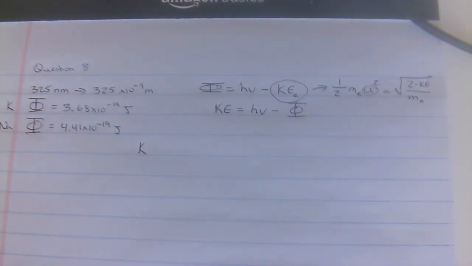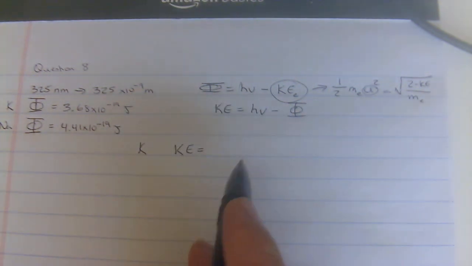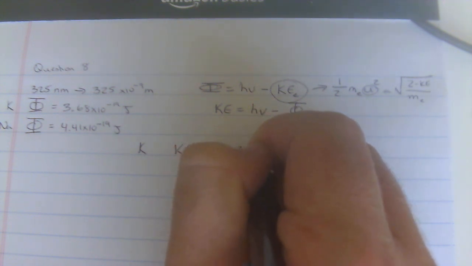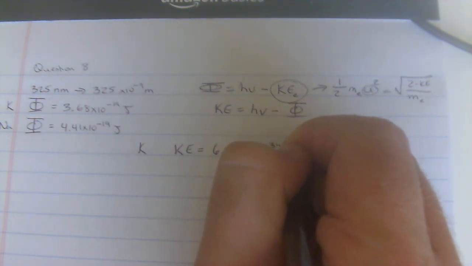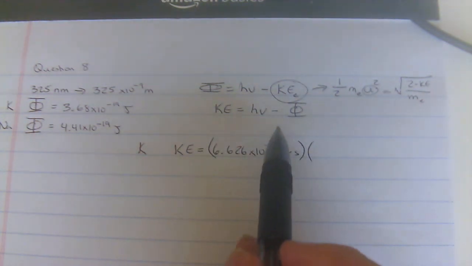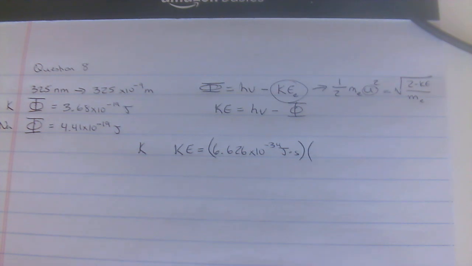Okay, here's potassium. My kinetic energy equals h, Planck's constant, so 6.626 times 10 to the negative 34, and this is going to be joule seconds, times nu. Now nu is frequency. We don't know frequency. We do know that frequency is the speed of light divided by your wavelength. Because remember, wavelength and frequency are proportional.